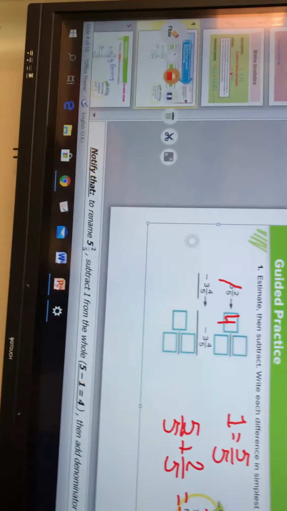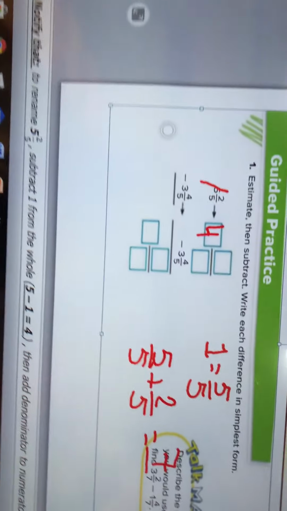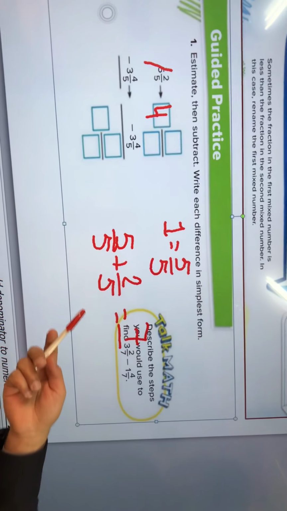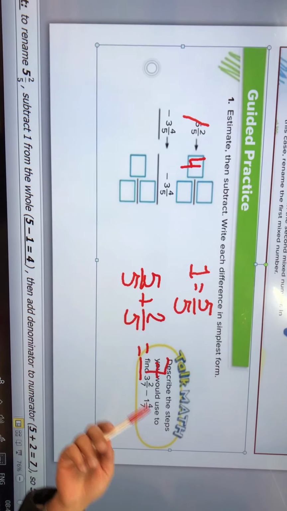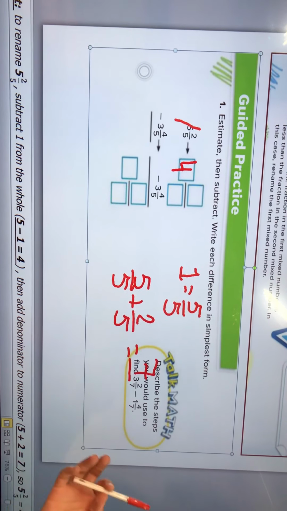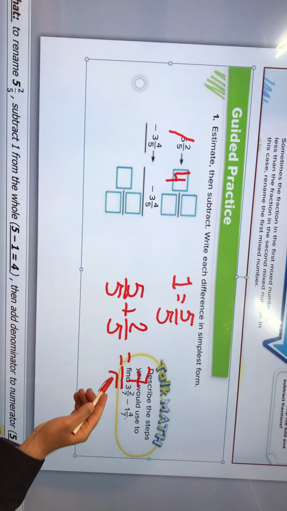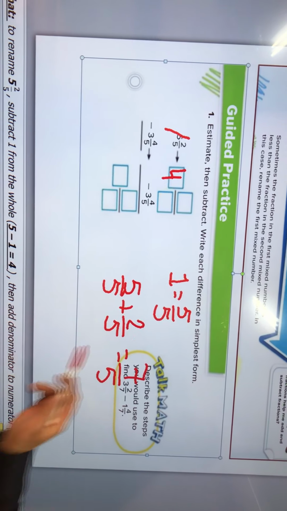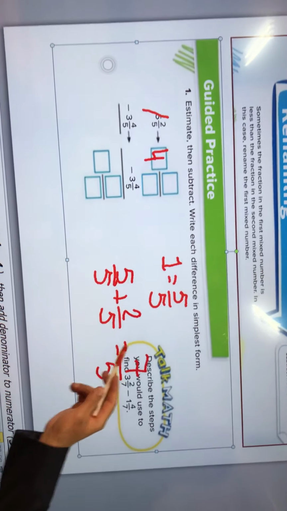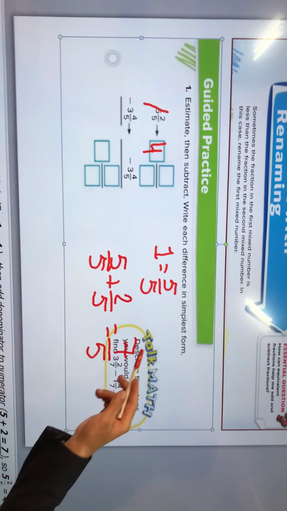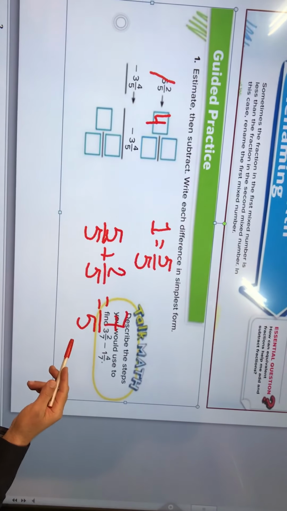Someone says 10. Why is it 10? We don't add denominators in like fractions. When you add like fractions, just keep the denominator. Don't add denominators in like fractions. 5 plus 5, we keep it. It will be 5. Okay, now 5 out of 5 plus 2 out of 5, we add the numerators to get 7 and keep the denominator.